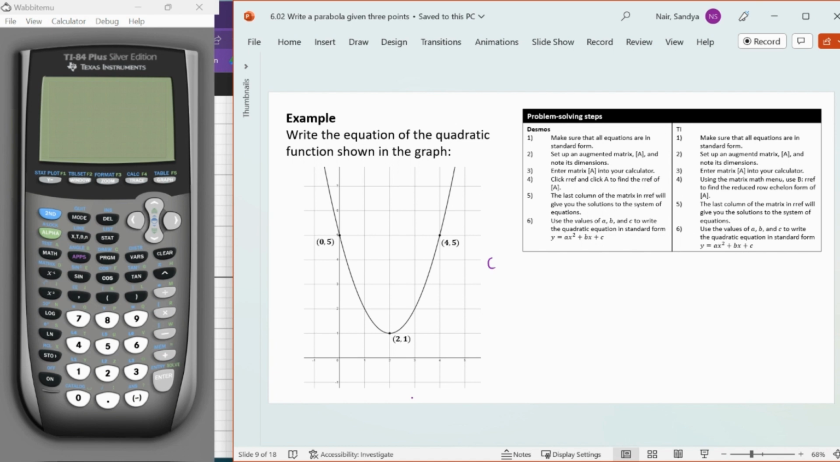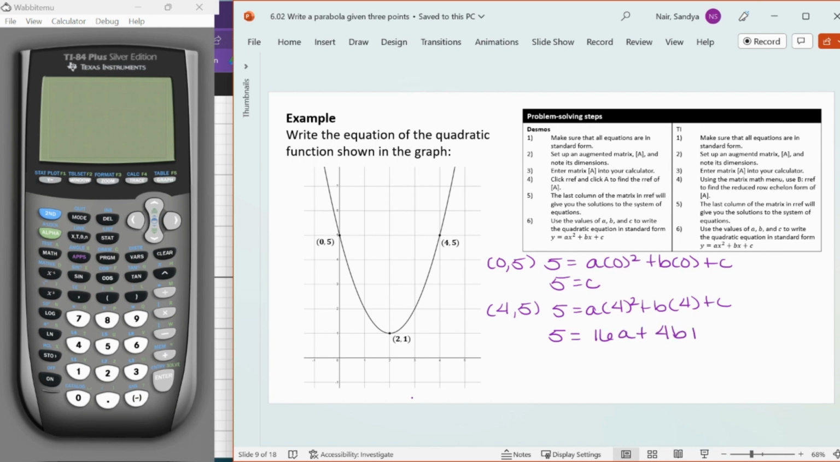So I'm going to take the 3 points that are given on this parabola and use them to set up a new system of equations. My first point is 0, 5. When I plug that in, I get 5 equals a times 0 squared plus b times 0 plus c. That basically tells me that 5 equals c. Now my next point is 4, 5. That's going to give me the equation 5 equals a times 4 squared plus b times 4 plus c. If I simplify this, I get 5 equals 16a plus 4b plus c.